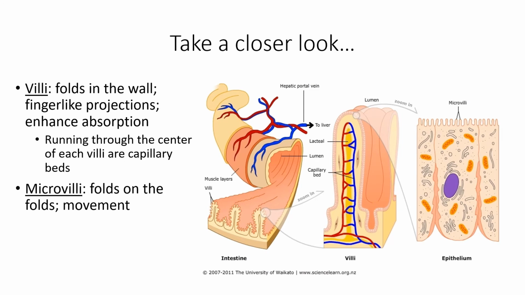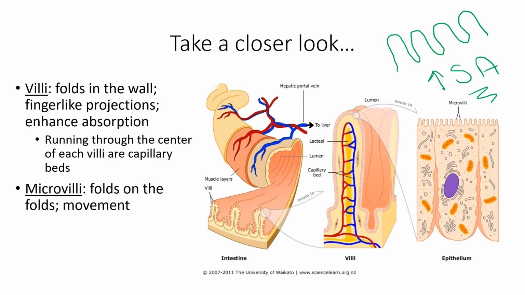Again, when we talk about these villi, which are just these finger-like projections that are going to increase our surface area, super duper important. These are going to be the folds in the walls. They are finger-like projections that are going to increase and enhance our absorption. Running through the center is going to be capillary beds, which again, we know capillary beds are going to use diffusion to move things across our membrane here.